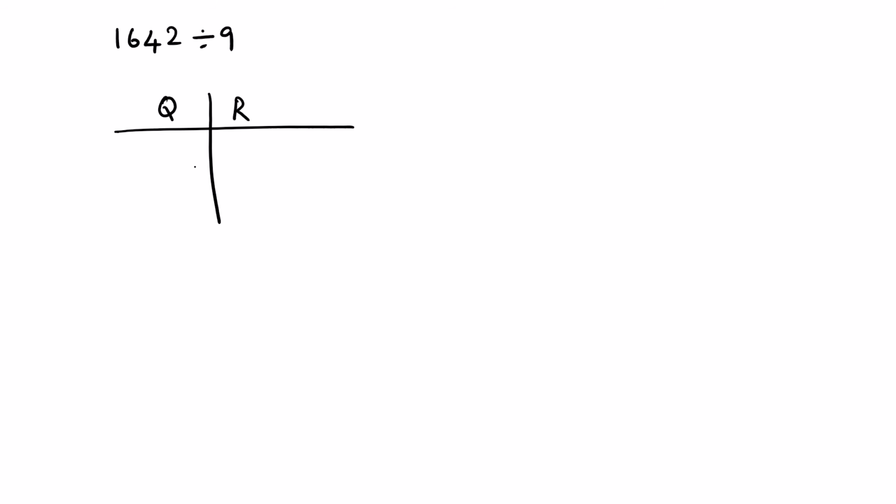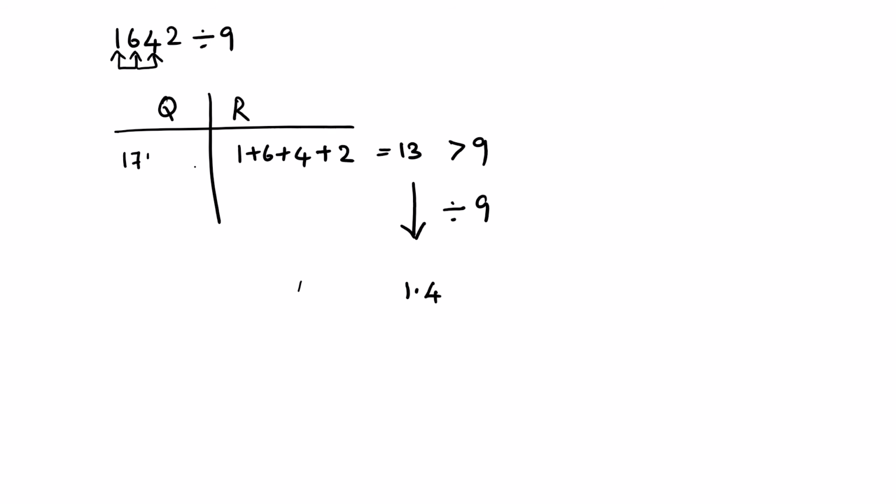So remainder is nothing but 1 plus 6 plus 4 plus 2, which is 13. So it's greater than 9. So you have to divide it with 9. So what you get is nothing but 1.4. Okay? And the quotient is 1. Then you have to add this 6 to 1. So you get 7. Then you have to add this 4 to 6 and 1. So you get 11, right? So 1 over here and 1 as carry.